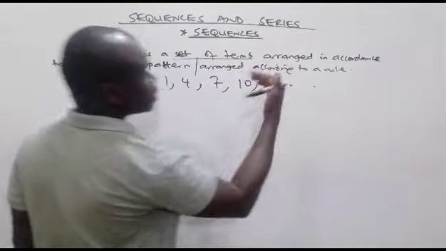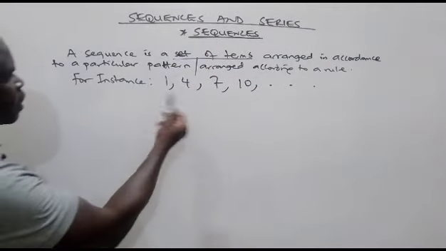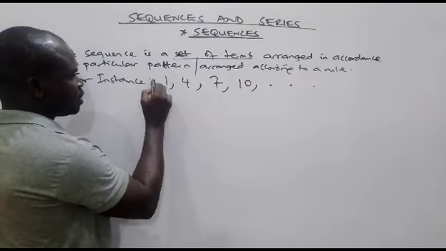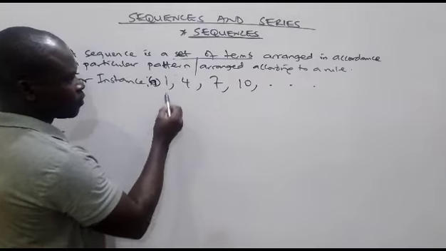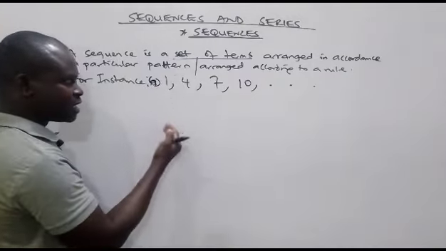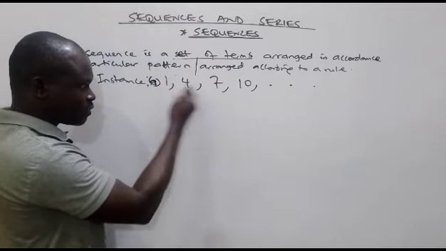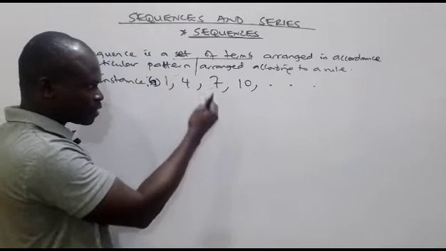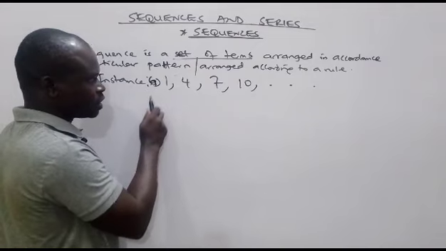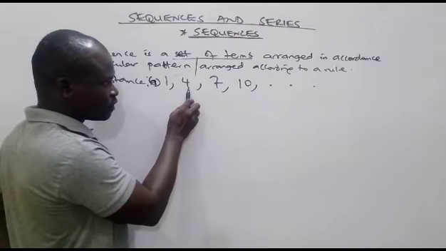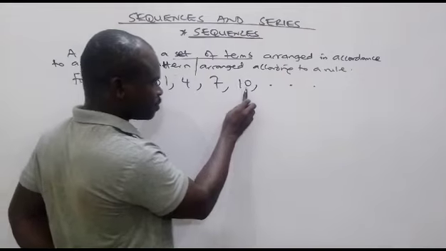The three dots simply mean and so on. Let's look at this first example, A. You realize that this sequence is arranged according to a particular pattern. The first term is 1. The second term is 4. The third term is 7. The fourth term is 10.